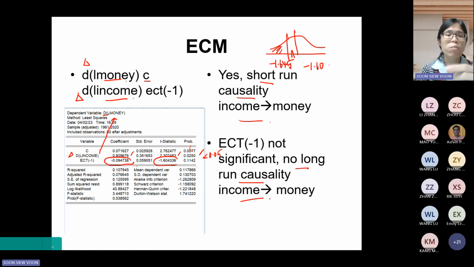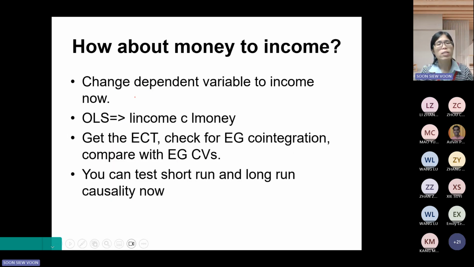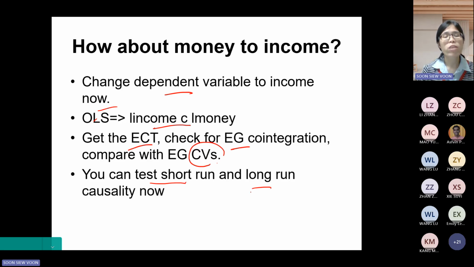I have to turn the models, as I said just now. Here you have to change it to income, and here it becomes money. And then the ECT also has to be rerun again, with the income as the dependent and money as the independent in the first stage. So you change the dependent variable to income, run the OLS, get the ECT, and then check the correlation against the critical value. Then you can test for the short run and the long run.